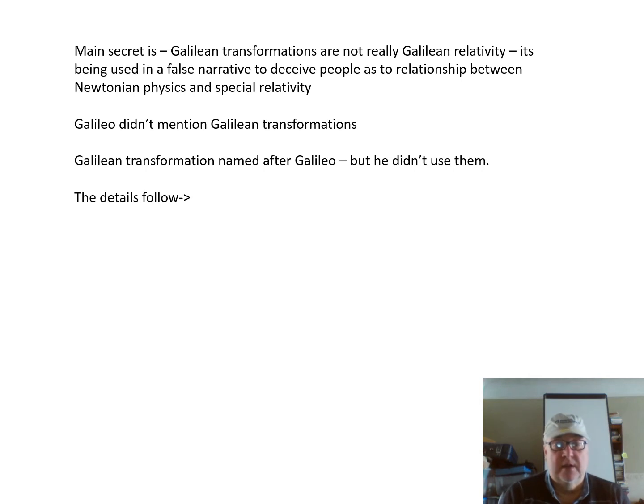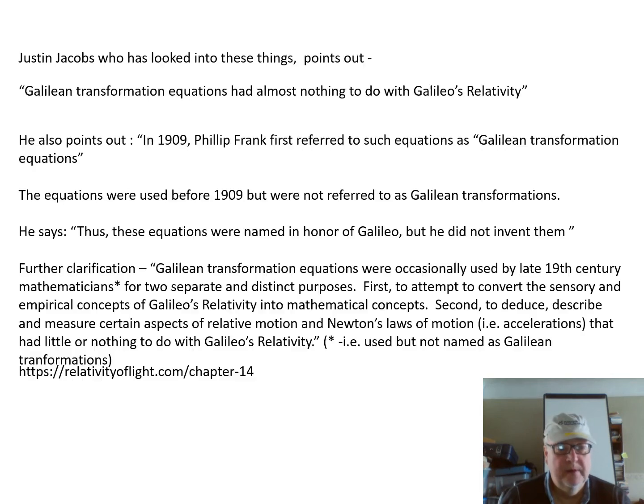The main secret is Galilean transformations are not really Galilean relativity, and by inference Galilean relativity is supposed to be Newtonian physics. So what has been presented is a false narrative to deceive people as to the relationship between Newtonian physics and special relativity. Galileo didn't mention Galilean transformations. Galilean transformations are named after Galileo, but he didn't use them. The details follow.